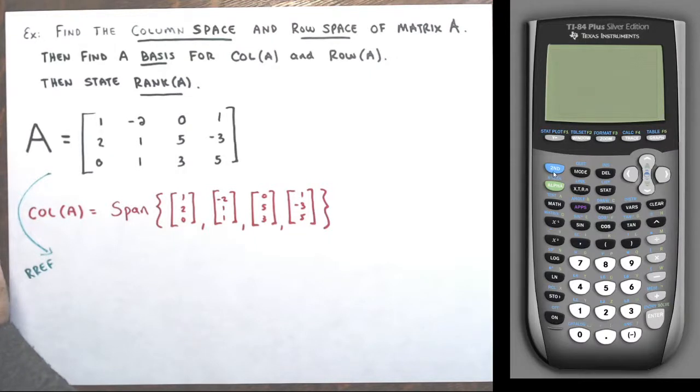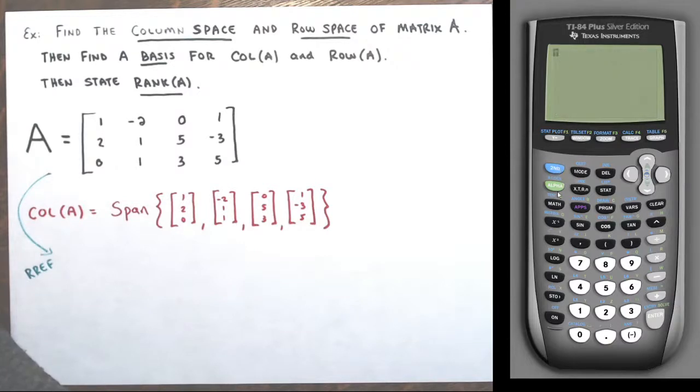All right. So you go second to the matrix menu, over to edit. I'm going to make matrix A here. This is a 3 by 4 matrix. You enter the size first, and the first row, 1, negative 2, 0, 1, then 2, 1, 5, negative 3, then 0, 1, 3, 5. All right, now I've got the entries entered.